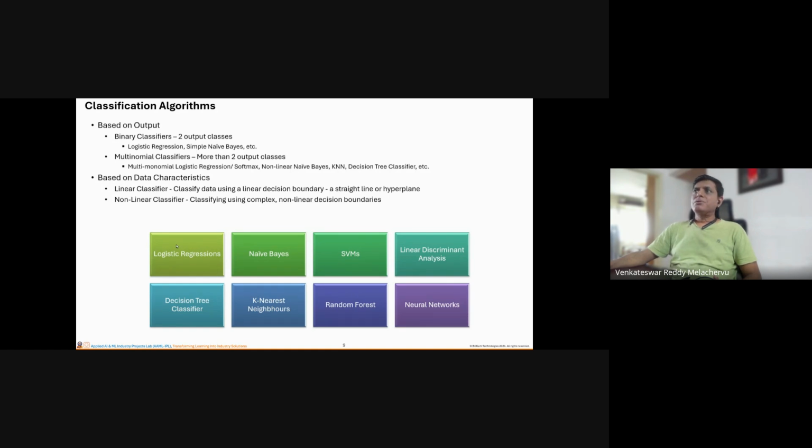So classification can, on one hand, be categorized based on the outcomes into two categories: binary classification and multinomial classification, where the inferences can be more than two categories. In the case of binary classification, the outcomes are two, and the prediction has to be one of the two.